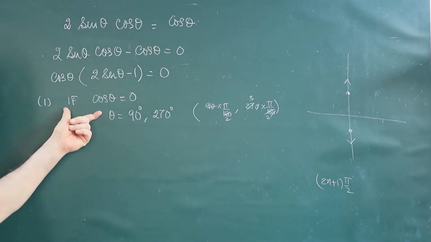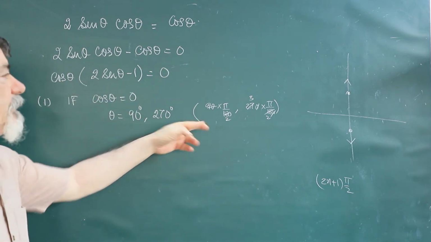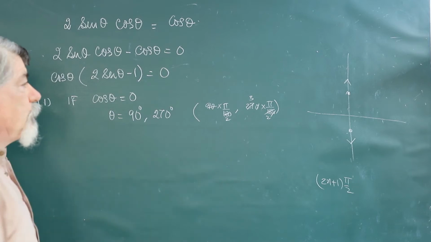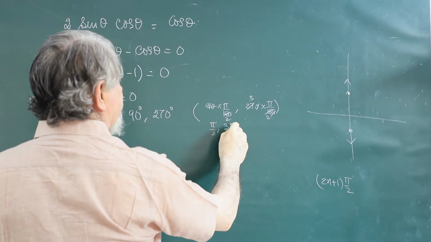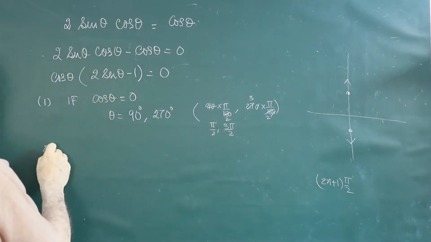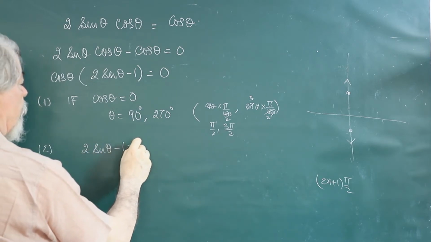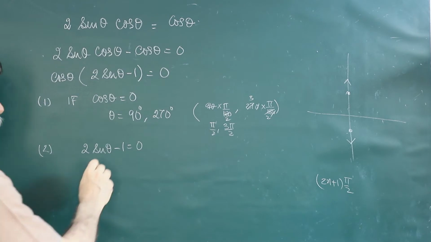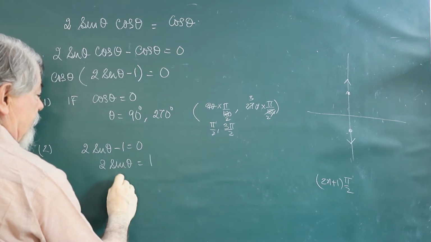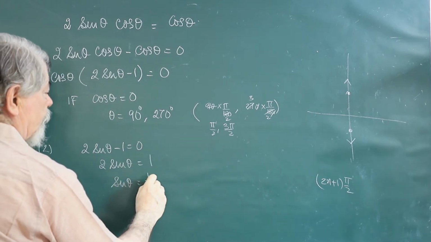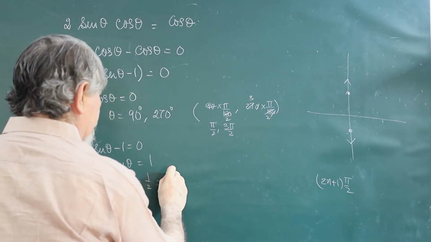So from cos theta is equal to 0, I got theta as 90 or 270, which in terms of radians is pi by 2 or 3 pi by 2. You can write it whichever way you like. Number 2, if 2 sine theta minus 1 is equal to 0, that means 2 sine theta is equal to 1, or sine theta will be equal to 1 upon 2. You are very well aware sine theta is 1 upon 2 when it is sine 30.